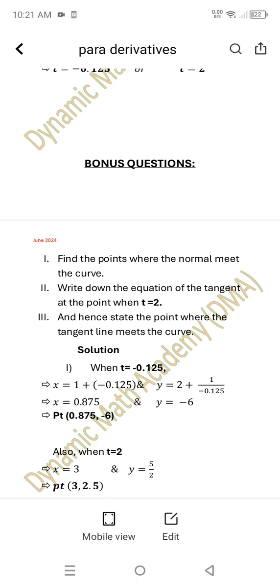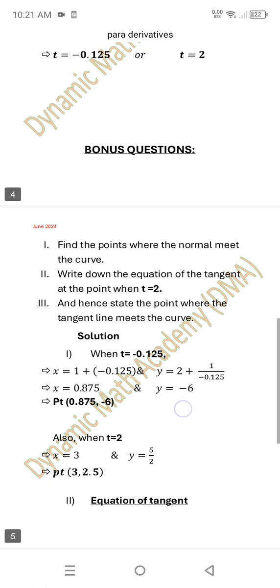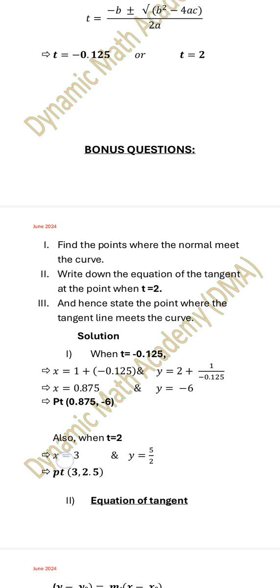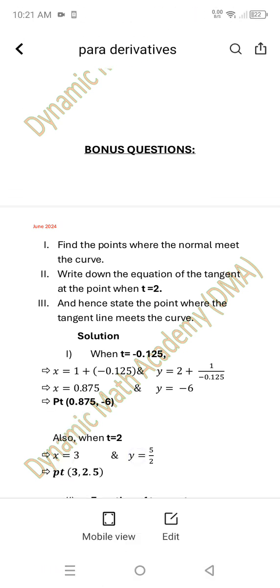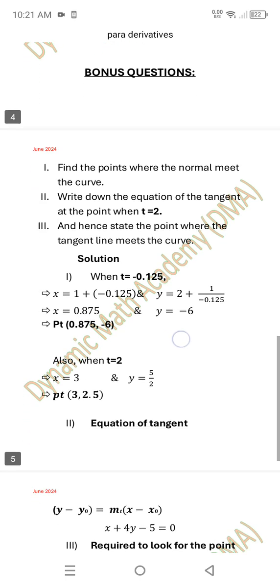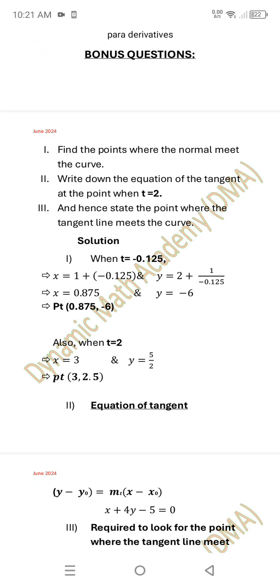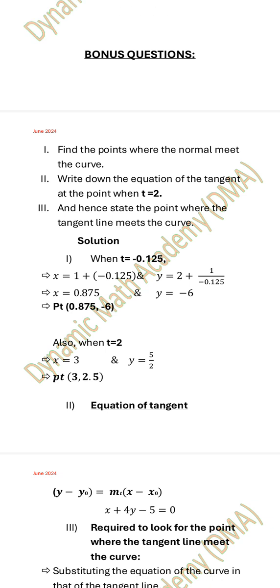That's the first point. On the second point, when t equals 2 and we substitute, we're going to have x equals 3 and y equals 5 on 2. So this is the second point where the normal line meets the curve, at the point 3, 2.5.